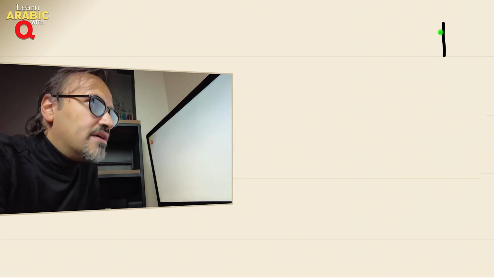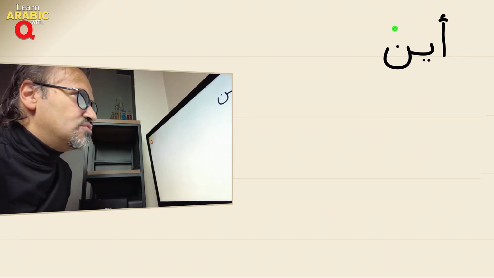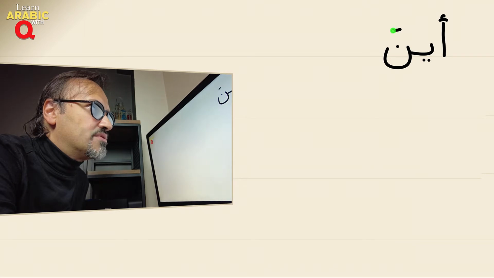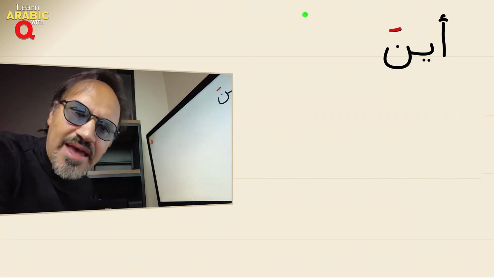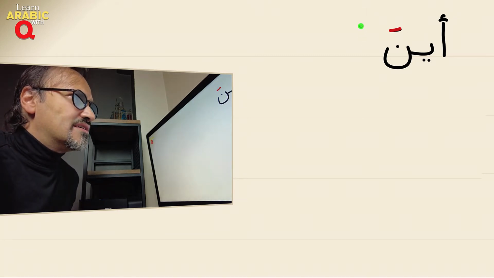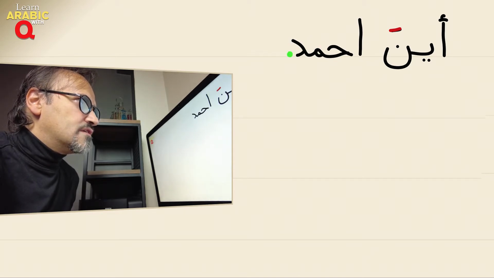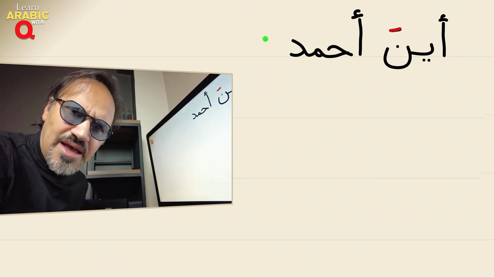Okay, so let's write that down to see how we pronounce it together. It's a hamza on top, and there's a ye, and the noon letter. Ain. Okay, and usually when we pronounce it, it's ain. There's a fatha on top. So okay, ain. Where? So let's ask where someone is. Aina Ahmed. Ahmed also has a hamza on top. Aina Ahmed? That's a question.